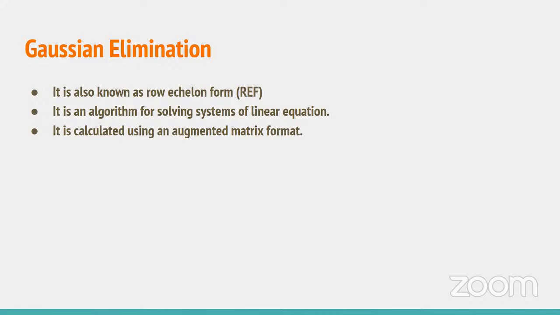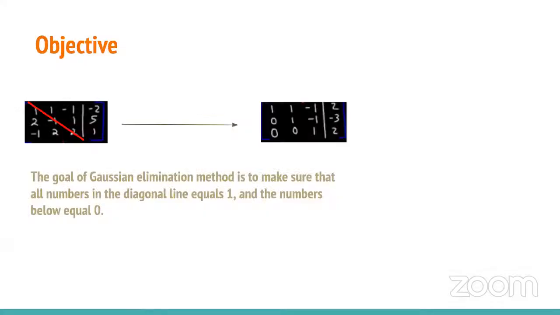My name is Abdulrahman. We are going to be presenting linear system of equations for Group 3. So I'll be starting with Gaussian elimination. Gaussian elimination is a very important algorithm for solving systems of linear equations. It is also known as row echelon form, REF. It's calculated using an augmented matrix format. I'll be explaining what that means as I go on.